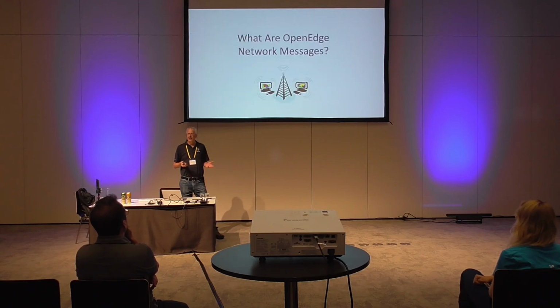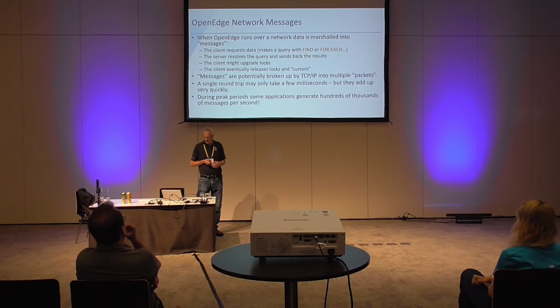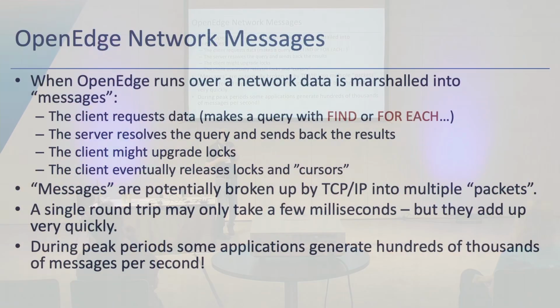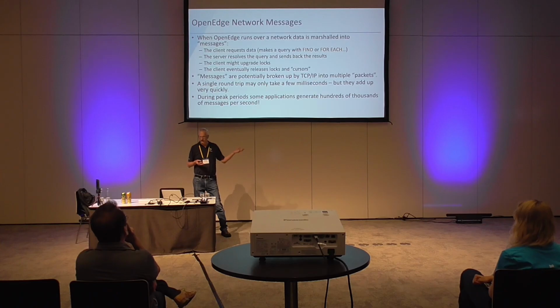So what are OpenEdge network messages? We have to have some understanding of what those messages are in order to talk about them. When Progress is sending data over the network, it marshals the data into something called a message. That's when the client receives the data, it comes in a message. The client will make a request. So it says, give me all the customers, or give me customer number 1, depending on whether we're doing a query, which is for each, or whether we're doing a find.